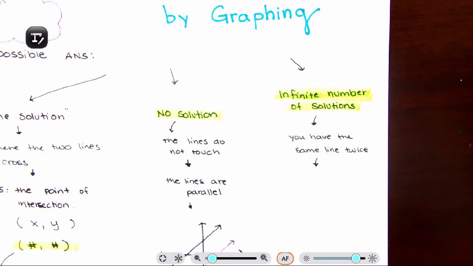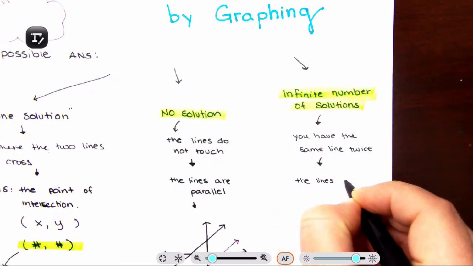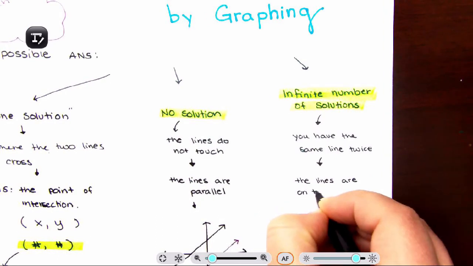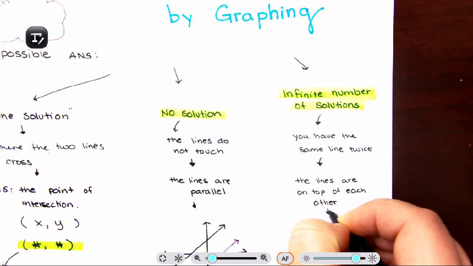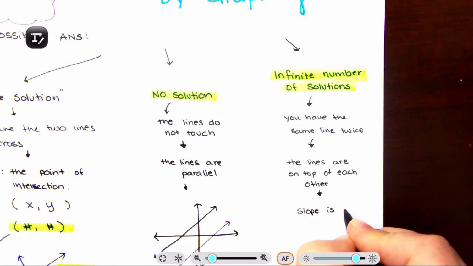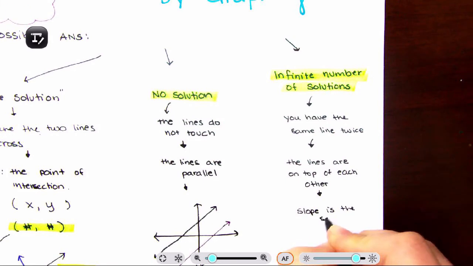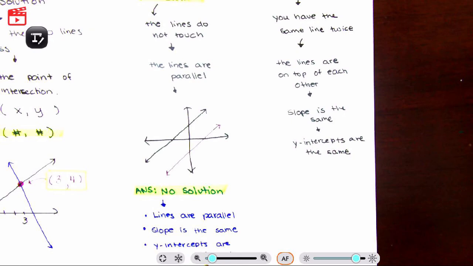What's another way of saying you have the lines on top of each other? So basically what we're saying is the slope is the same, and your y-intercepts are the same. So again, how would that look? Let's do an example.